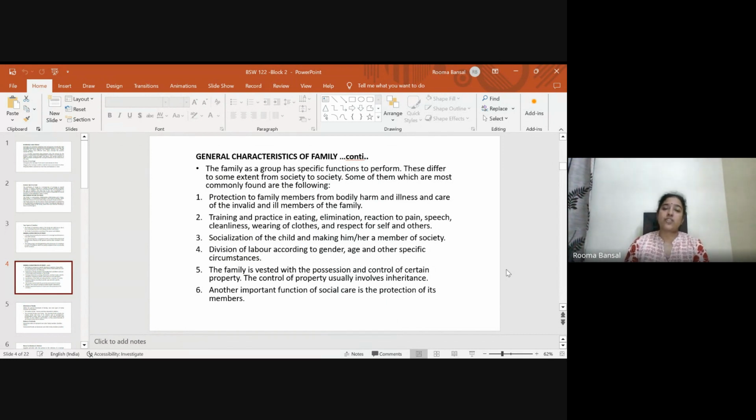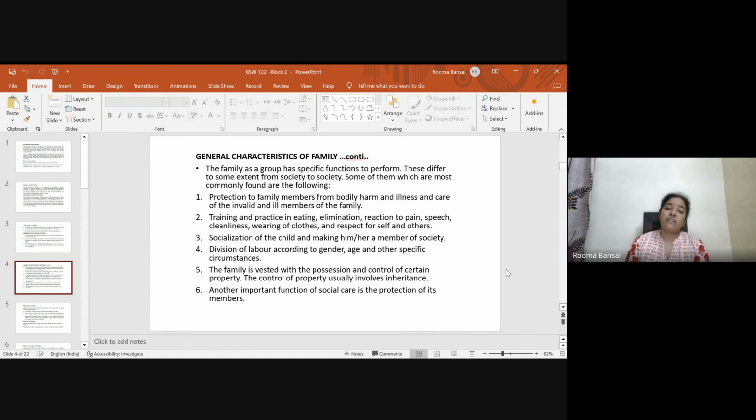The next point is socialization of the child and making him or her a member of society. A newborn infant starts getting love and affection from parents. They are the first with whom we start socializing. And it is their responsibility, their duty to make that child a member, a good citizen of the society. Next, division of labor according to gender, age, and other specific circumstances.